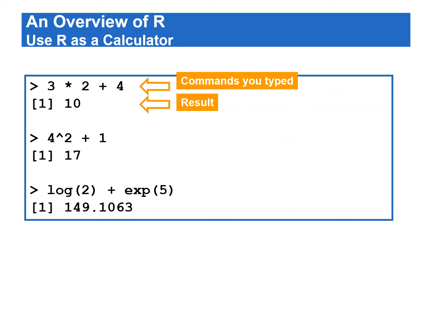Now let's see what we can do by using the R software. We can use R software as a calculator. Once you type an expression after the prompt and hit the Enter key, R will return a result to us. In this example, we calculate 3 times 2 plus 4, 4 square plus 1, and log 2 plus the exponential of 5.